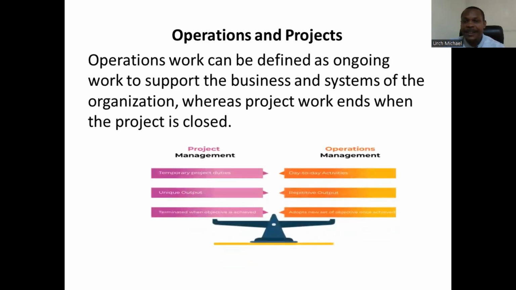Now, the diagram here gives you a very simple explanation of the difference between operations and project management. So project management is a temporary duty. That's why I said in project management we are very particular about time and the schedule, because the schedule works in line with the timeline to make sure that the set activities, objectives and plans are actually executed within the time frame. So that is a project. It's temporary and it's unique. It has a unique output and is terminated when the objective is achieved.